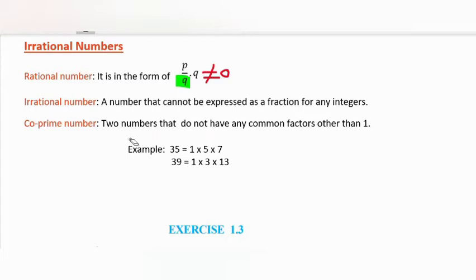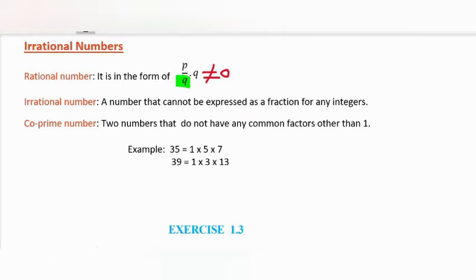And what are called co-prime numbers? See, two numbers that do not have any common factor other than 1. For example, you can take 35 and 39. You can see the factors of 35 are 1, 5 and 7. Similarly, the factors of 39 are 1, 3 and 13. You can see that there is no common factor between 35 and 39 except 1. So that type of numbers are called co-prime numbers. So you can say that 35 and 39 are co-prime numbers.